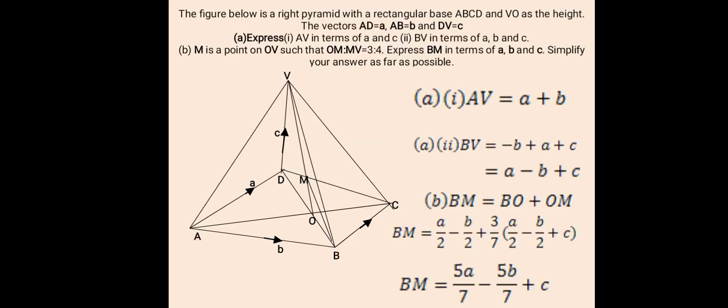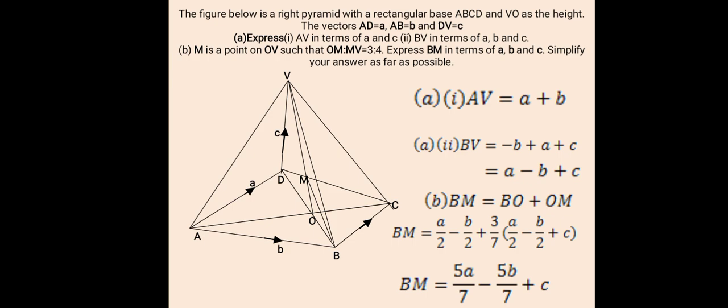Vectors 1. The figure below is a right pyramid with a rectangular base ABCD, and VO as the height. The vectors AD is equal to a, AB is equal to b, and DV is equal to c.